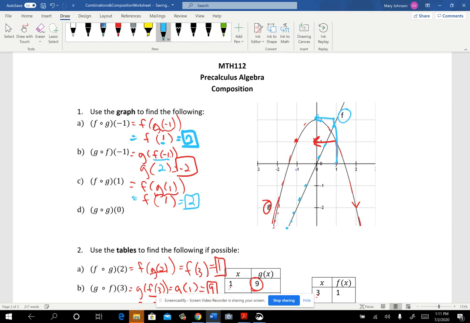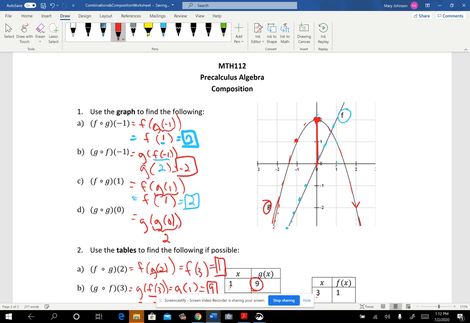Okay, all right, and then lastly, let's do g of g of 0. So we just keep going to the parabola this time. We're not going to look at f at all. All right, so g of 0. So 0 is an x. g is the parabola. So I have to find out what is the y coordinate that has an x of 0. So that would be 2.